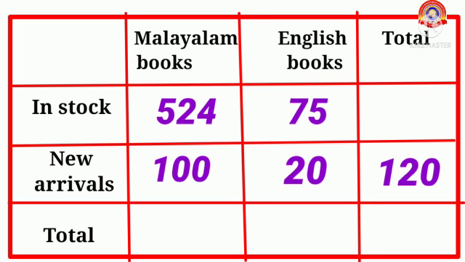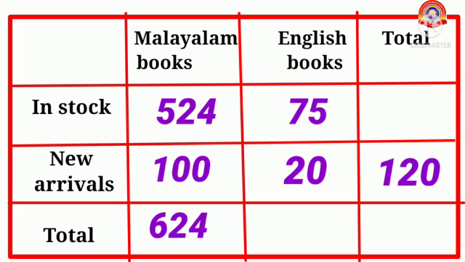Next, we have to find out the total number of Malayalam books including the new arrivals. To find that, add the number of Malayalam books in the old stock and the new arrivals. That is 524 plus 100. 4 plus 0, 4. 2 plus 0, 2. 5 plus 1, 6. So, what is the total number of Malayalam books? Yes, 624.